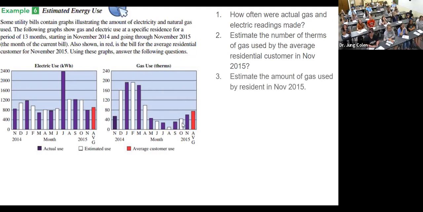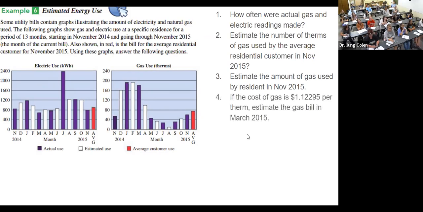Okay, how about this? Estimate the amount of gas used by residents in November 2015. Is that the same? The second one is the average. Oh, sorry, the second one was the average. So let's look at the average. How about this one then? I would go with the 75 too, because right in the middle is 60, and 70 is between 60 and 80, and it's closer to 80. So 75 I think is better. We already got this one.